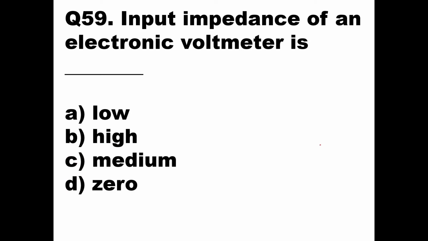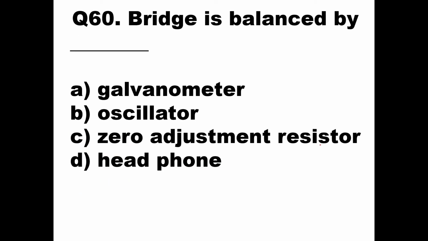Input impedance of an electronic voltmeter is what? Same. In our last question, we saw that the same type of alternative question can be asked like this. Input impedance of an electronic voltmeter should be high, and for that high input impedance only we are going to use FET. So here the option should be B, high. Then we'll go to the next question, question number 60.